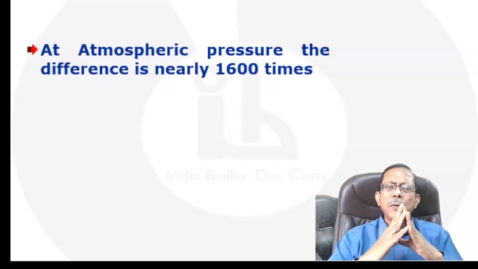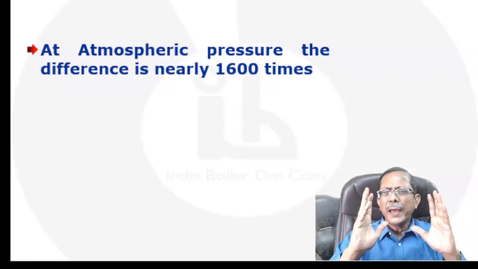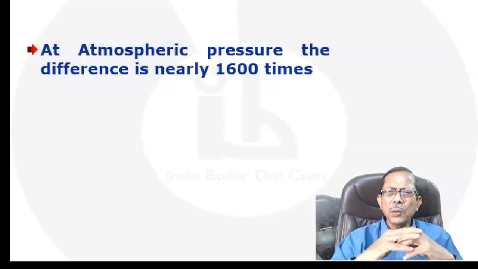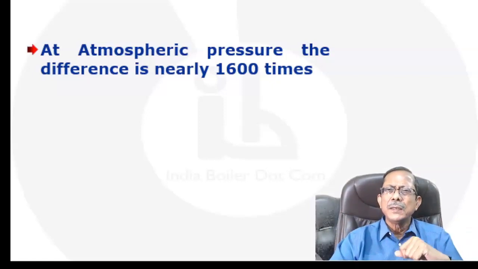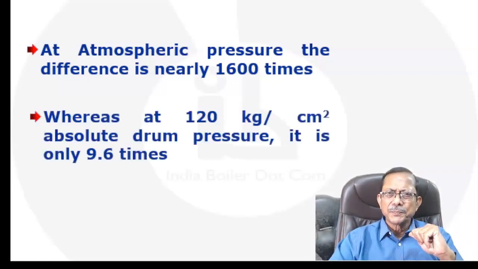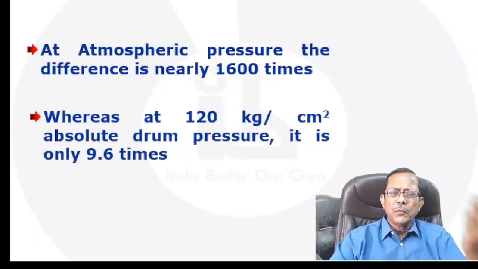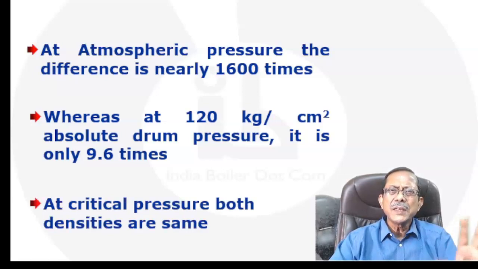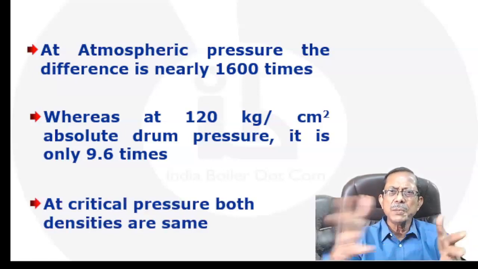Now let us take a look at the steam formation under atmospheric pressure condition. The same will not be true when the pressure goes up. For example, when the pressure is around 120 kg per centimeter square, the density difference comes down to only 9.6 times. And at critical pressure, that means at about 221 bar, the density difference will be 0, because the density of steam and the density of water will be the same.